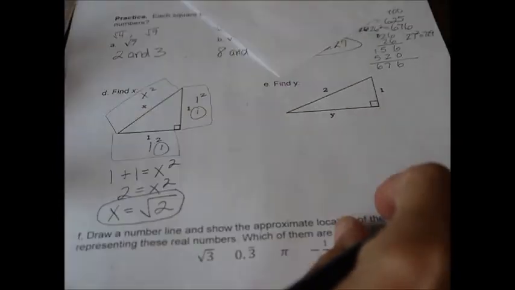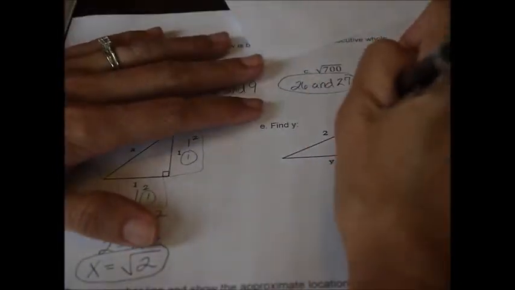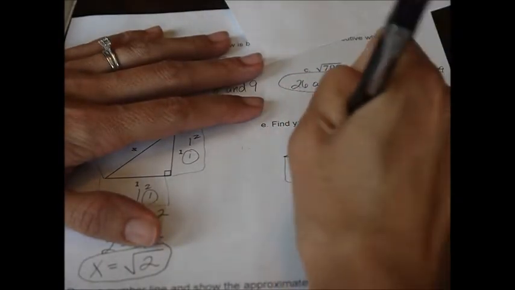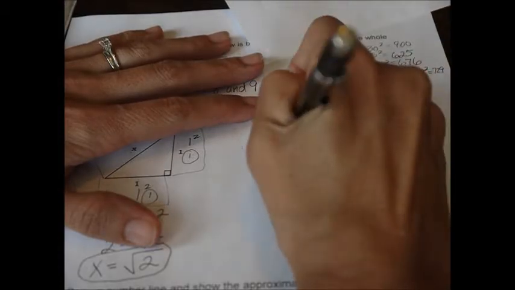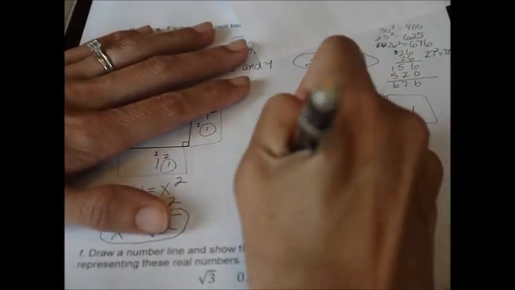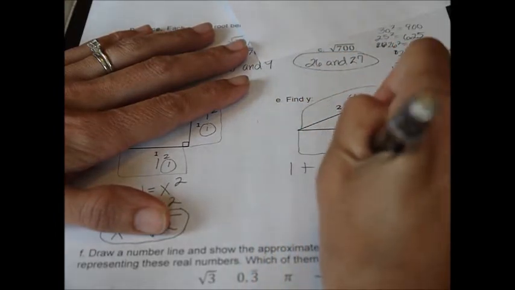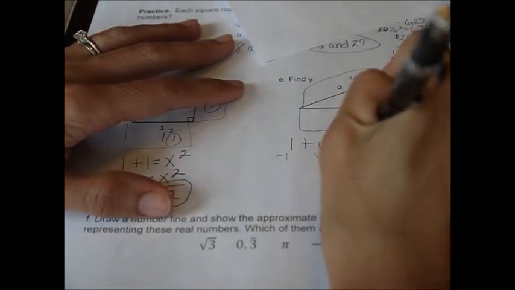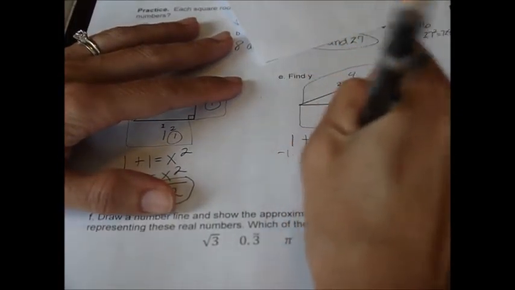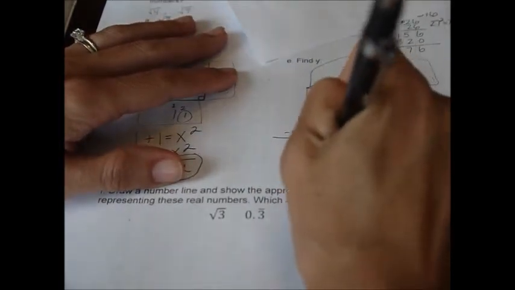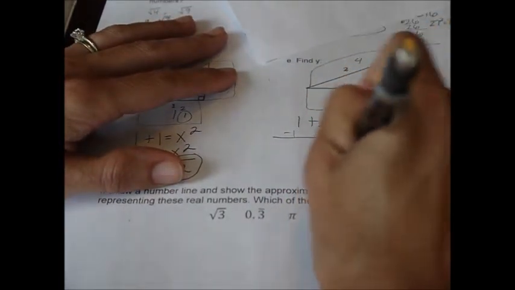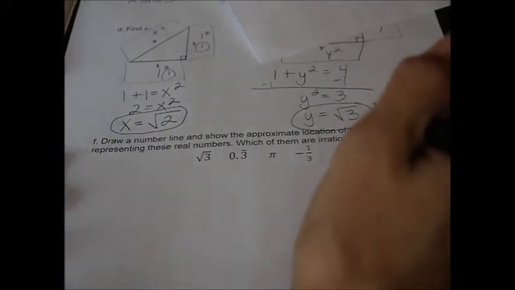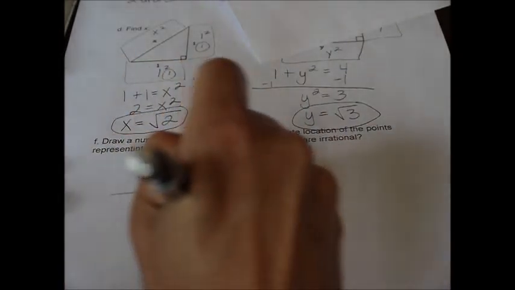Okay? And this one, we have 1 squared, or 1, plus y squared equals 2 squared, which is 4, right? So 1 plus y squared equals 4. Okay, now that means we subtract 1 from both sides. We get y squared equals 3. So y equals the square root of 3. And we're going to leave it like that.